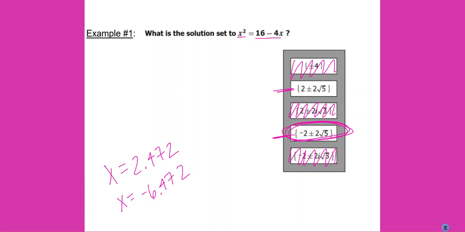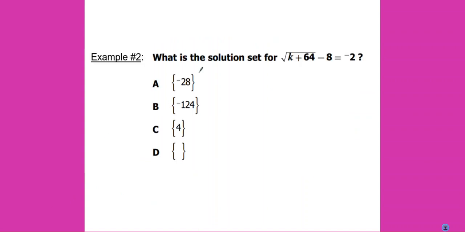Let's look at another one. All right, so what is the solution set for the square root of k plus 64 minus 8 equals negative 2? The first thing you probably notice is this weird notation down here. There's no number in it. It's not a misprint. There's no number inside. This is called the empty set. This means no solution.